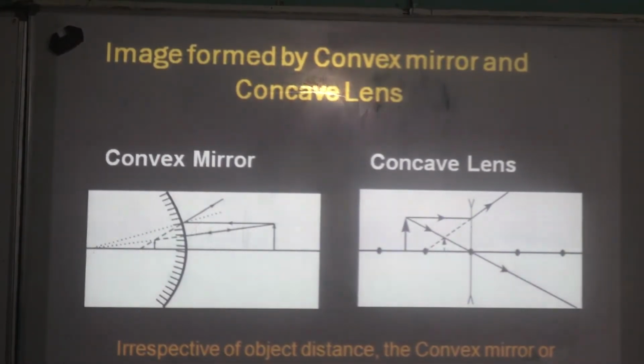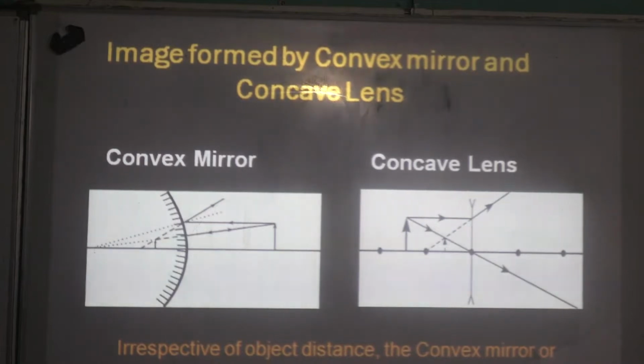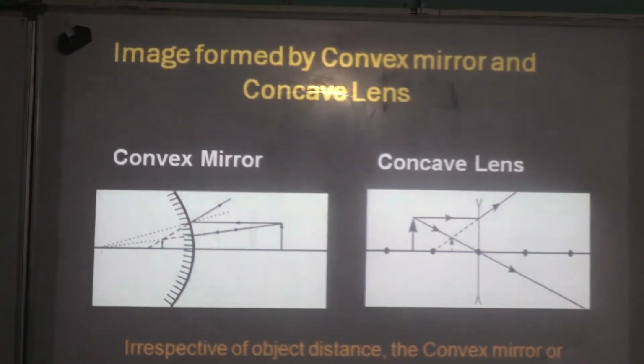And another important topic is uses of convex lenses, uses of concave lenses, in the same way uses of convex mirror and uses of concave mirrors. These are the most important topics you have to prepare in this chapter. Now, we have completed the first and fourth chapters. Come to the second chapter.